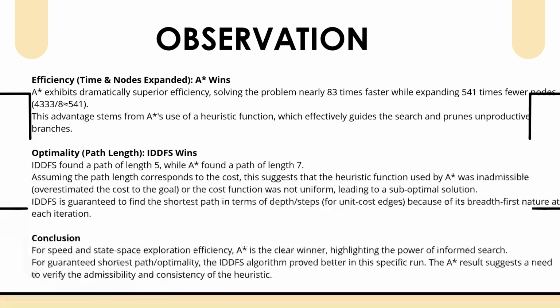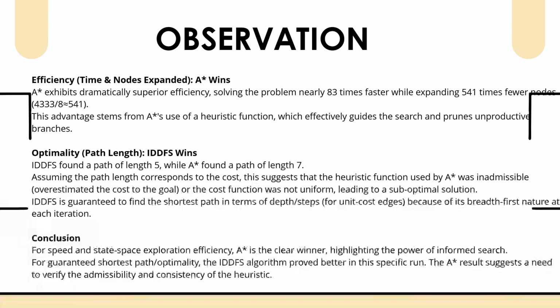Talking about optimality, IDFS is winning here, which means it found a path of length 5 while A-star found a path of length 7. Assuming the path length corresponds to the cost, this suggests that the heuristic function used by A-star was inadmissible, overestimated the cost to the goal, or the cost function was not uniform, leading to a suboptimal solution. IDFS is guaranteed to find the shortest path in terms of depth or steps. That's why in optimality IDFS is winning.